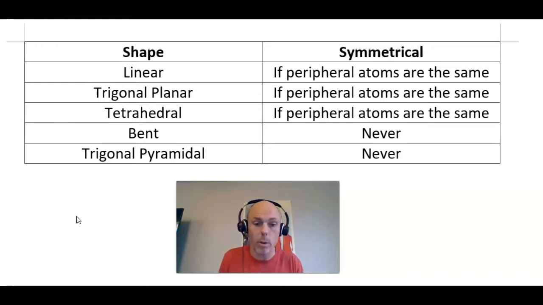A molecule will be polar if its bonds are polar and it's asymmetrical. On the other hand, a molecule will not be polar if either it doesn't have polar bonds, or if it does have polar bonds and it's symmetrical. Again, for a molecule to be polar, it has to have polar bonds and be asymmetrical.